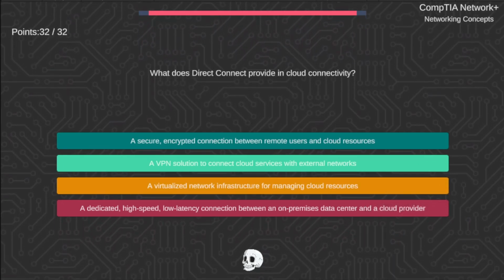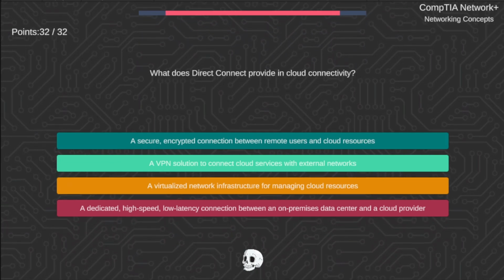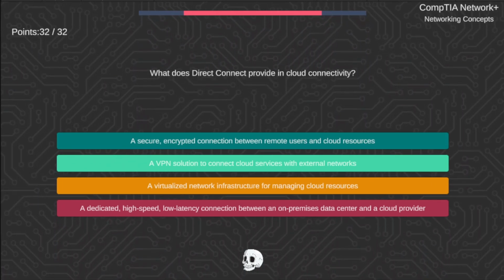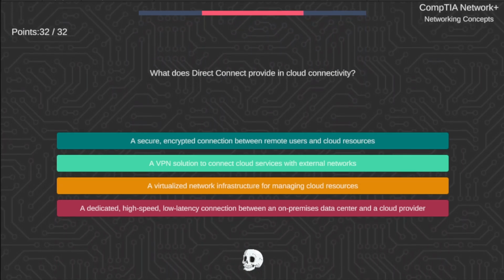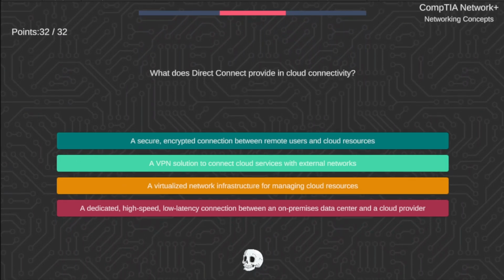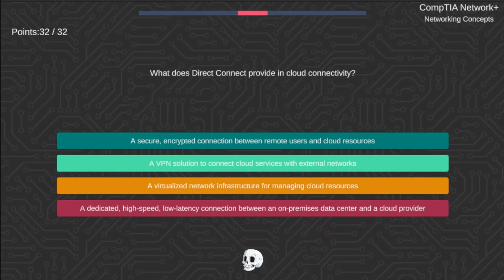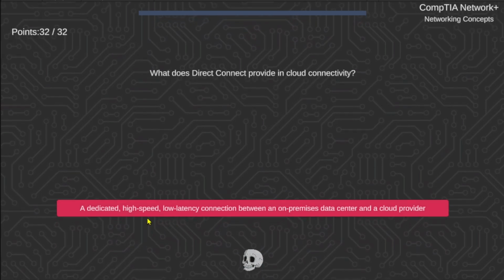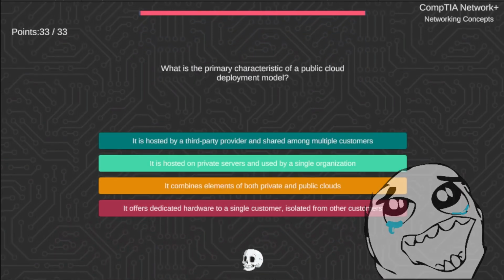What does a direct connect provide in cloud connectivity? A secure encrypted connection between remote users and cloud resources, a VPN solution to connect cloud services with external networks, a virtualized network infrastructure for managing cloud resources, or a dedicated high-speed, low-latency connection between an on-premises data center and a cloud provider. Direct connect in cloud connectivity. Correct answer is a dedicated high-speed, low-latency connection between an on-premises data center and a cloud provider.